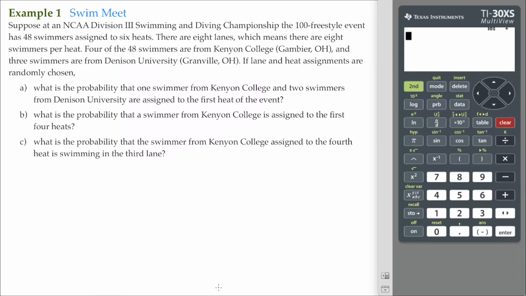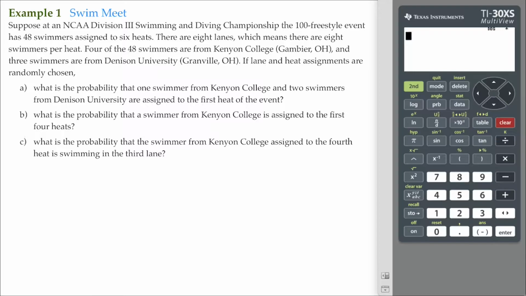So this example says, suppose at an NCAA Division III swimming and diving championship, the 100 freestyle event has 48 swimmers assigned to 6 heats. There are 8 lanes, which means there are 8 swimmers per heat. 4 of the 48 swimmers are from Kenyon College, that's in Gambier, Ohio, and 3 swimmers are from Denison University, that's in Granville, Ohio. Then it says if lane and heat assignments are randomly chosen, and then we have these 3 questions here, A, B, and C.